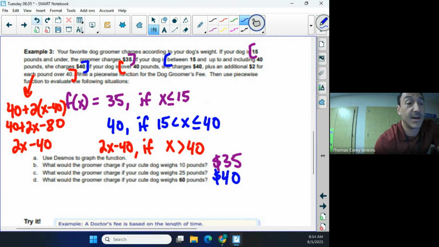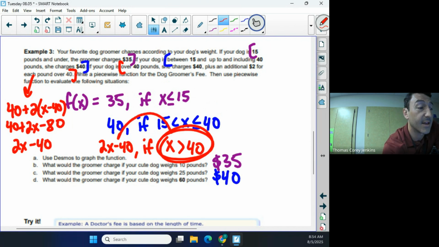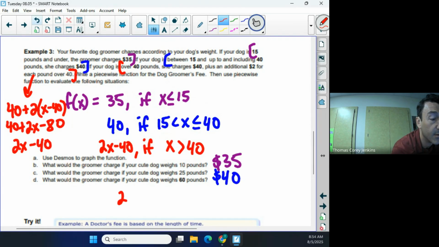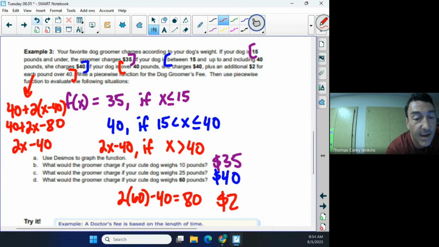And then our 60-pound dog, 60 is above 40, so we're going to use this function rule right here. So 2 times x minus 40. So 2 times 60 minus 40 would be 80. So $80 for the big dog. All right, and again, the try it is very similar to this. If you guys want to tomorrow see the one we skipped, we can do that. But that is your lesson.